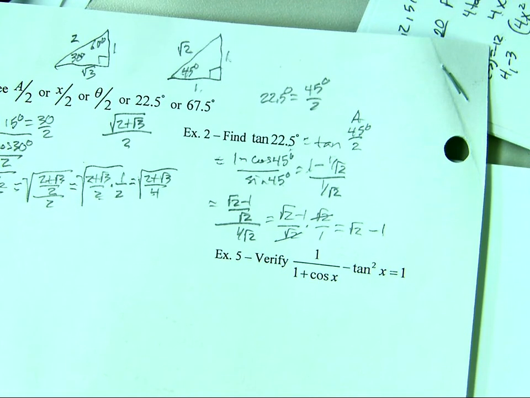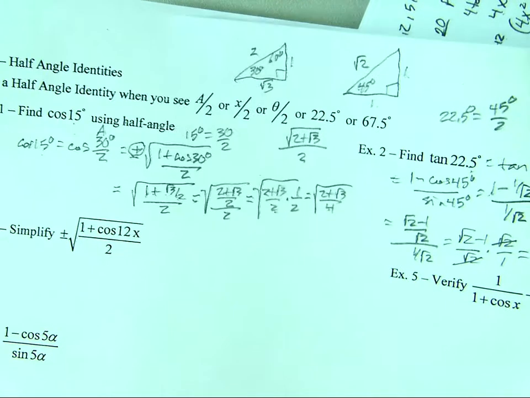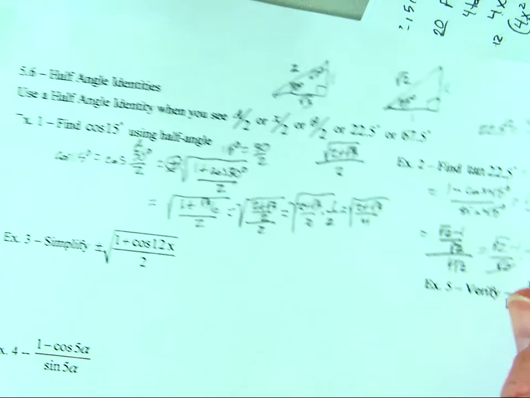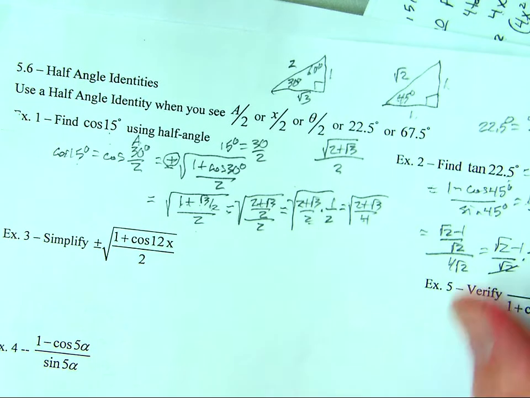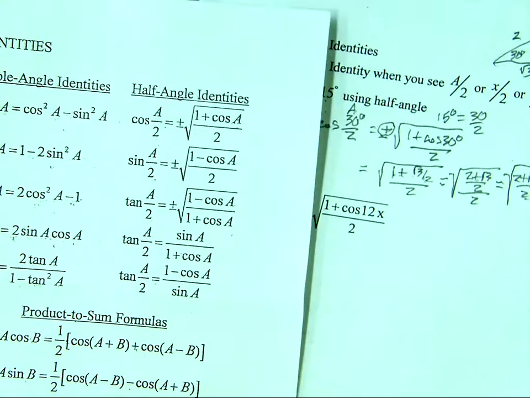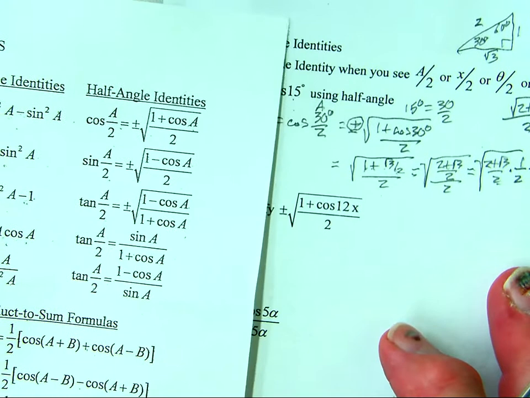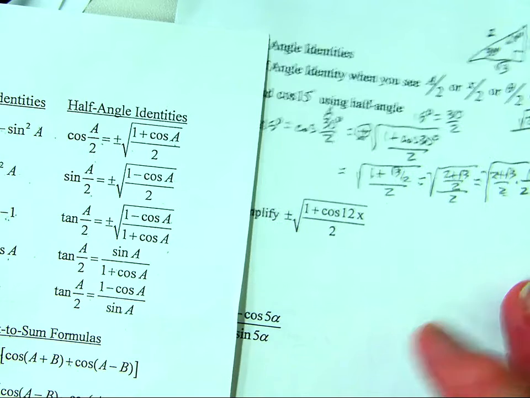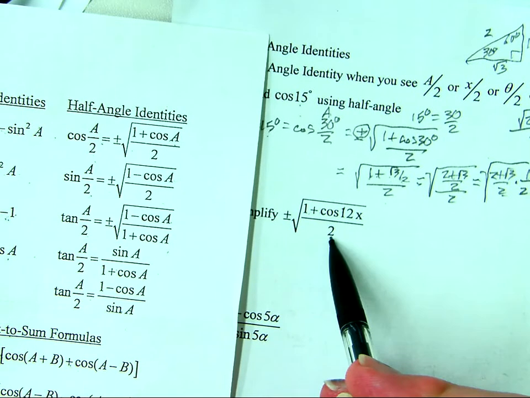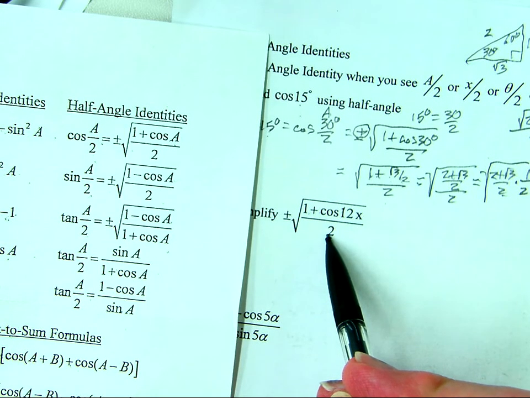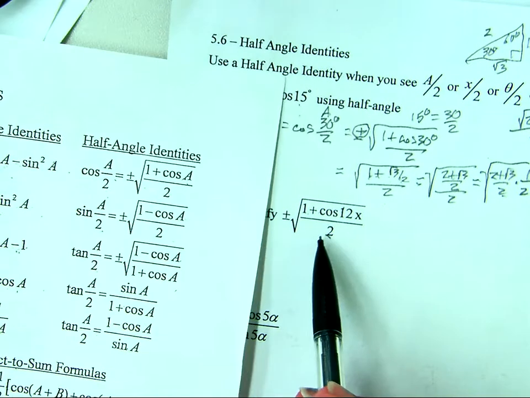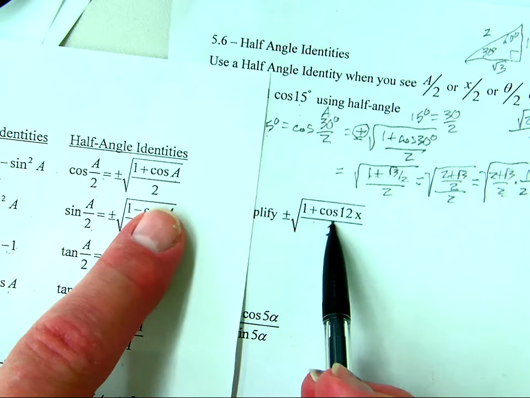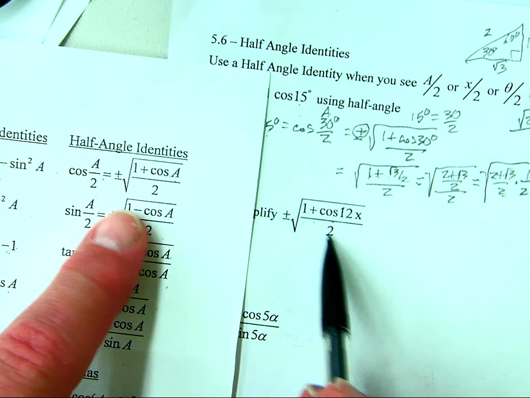Now this next one, we want to simplify that fraction that's given. When I see that square root, I think, does that look like the right side of an identity? Well, let's look at our identities. Do we have any of them for half angles that look like the square root of 1 plus cosine over 2? Well, that looks a lot like this very first one right here. You see it's 1 plus cosine over 2. So it matches with that.